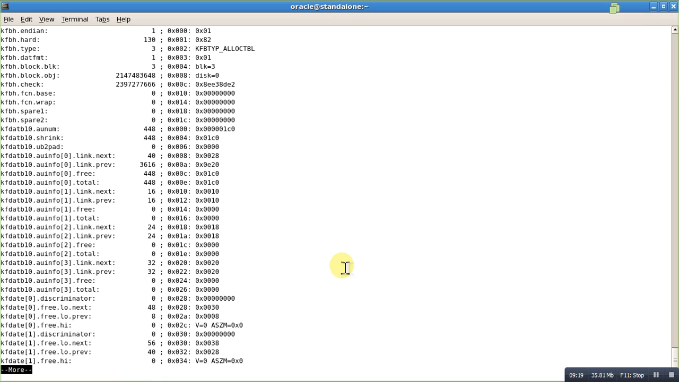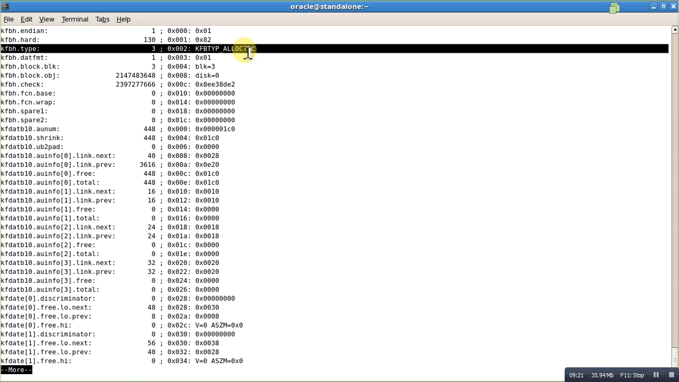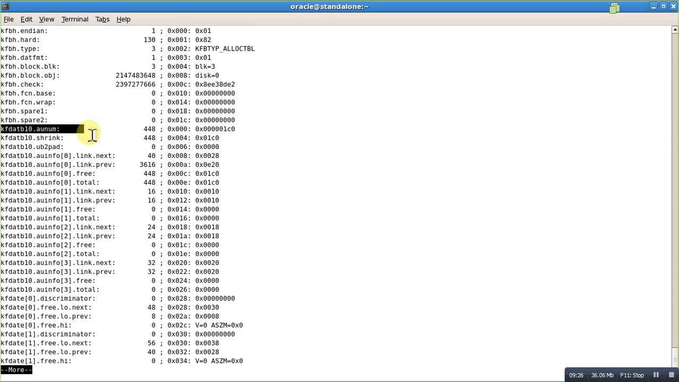So here we can see the same allocation table. This block is storing the metadata for the allocation table. And the interesting thing here is that we can see the AU number as 448. So I was explaining about the offset value. It means that this allocation table block addresses the first allocation unit, meaning in this allocation table block the first entry is for 448, and from 448 to the next 448 allocation units we'll be having in this allocation table block.